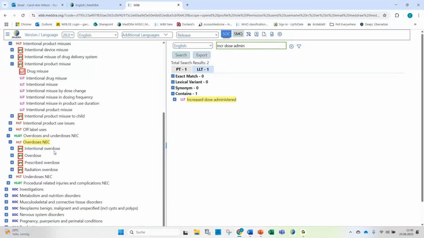Unapproved dose administered, increased dose administered, and incorrect dosage administered do not represent intentional drug misuse, but drug administration errors or use issues. So that's why you always have to have in mind this decision chart in order to have the correct path for the classification, and then look into the terminology in order to find the most appropriate LLT that you can find.